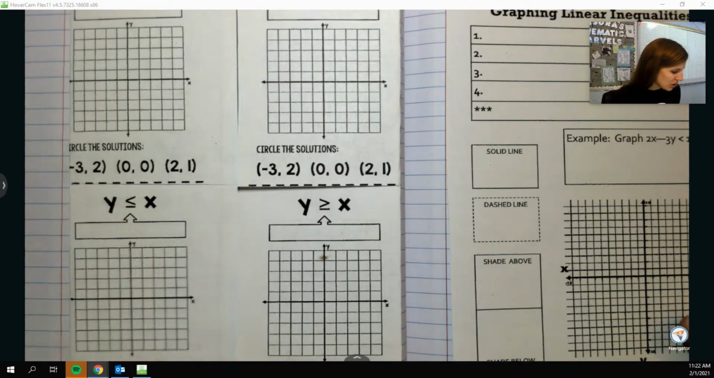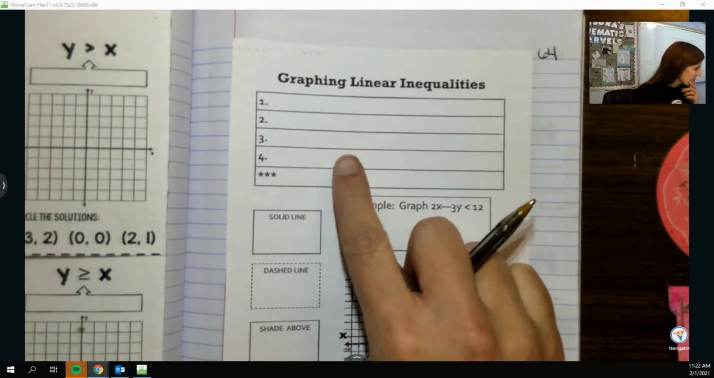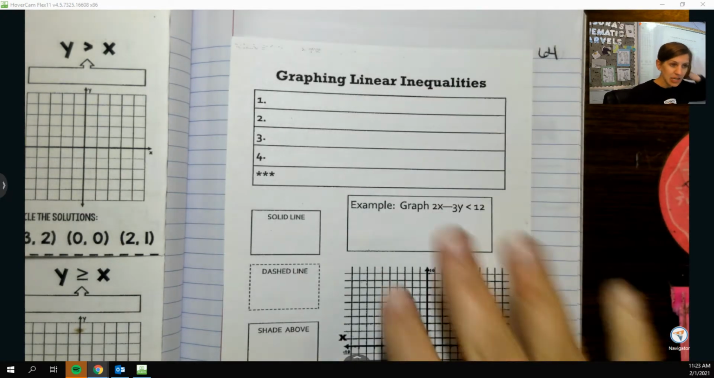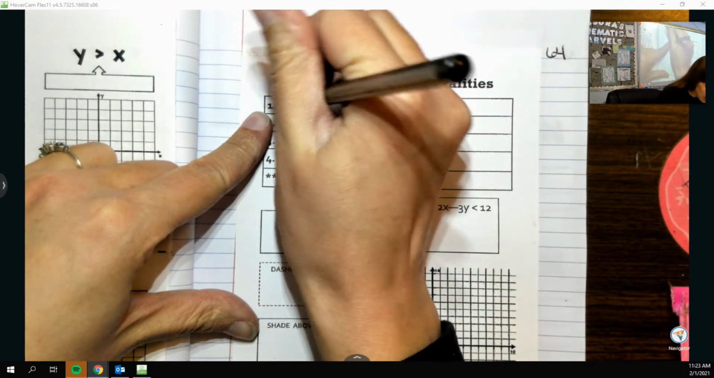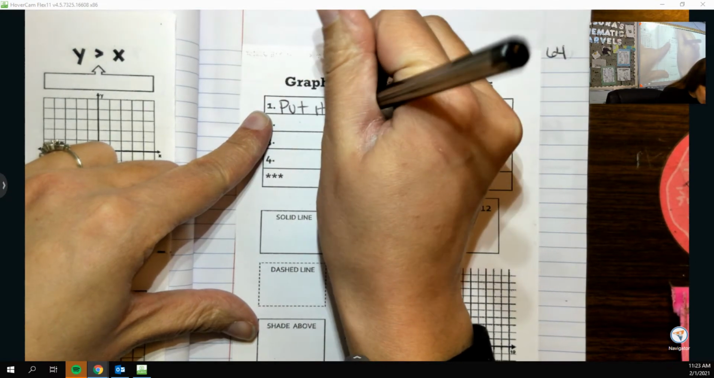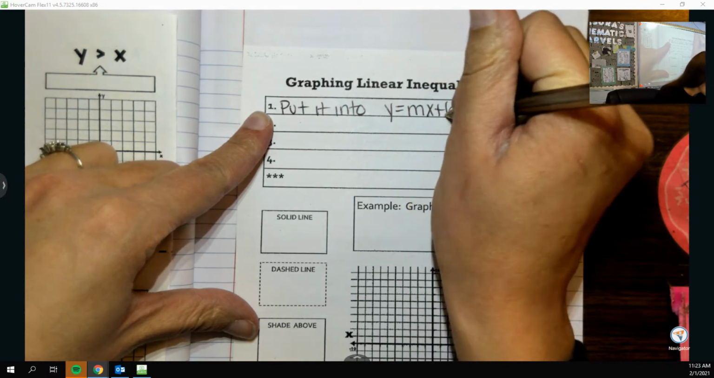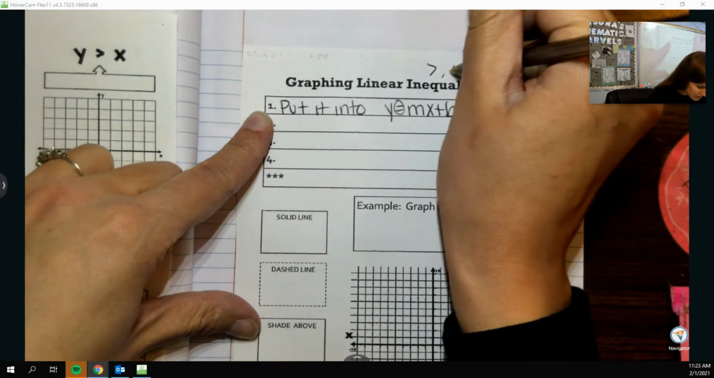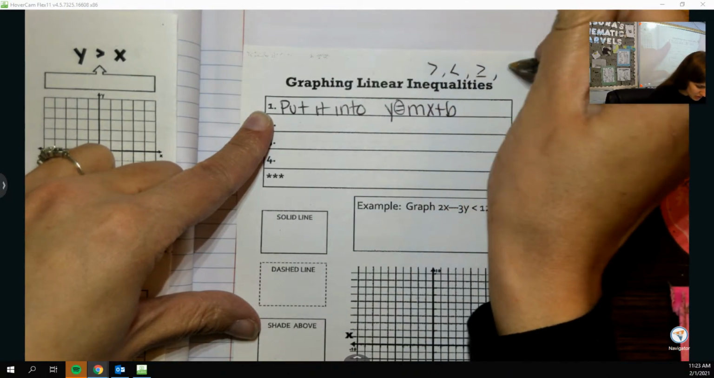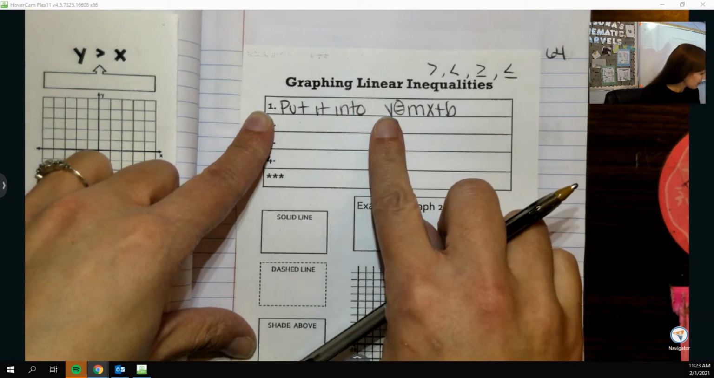Okay, so if we turn to page 63 and 64, I'm going to start on 64, and these are going to be our steps for success in graphing a linear inequality in two variables. The first thing that you're always going to want to do is put it into y equals mx plus b. Now your equal sign won't really be equals. It's going to be something like greater than or less than, or greater than or equal to or less than or equal to. Okay. But you do want to get y by itself.